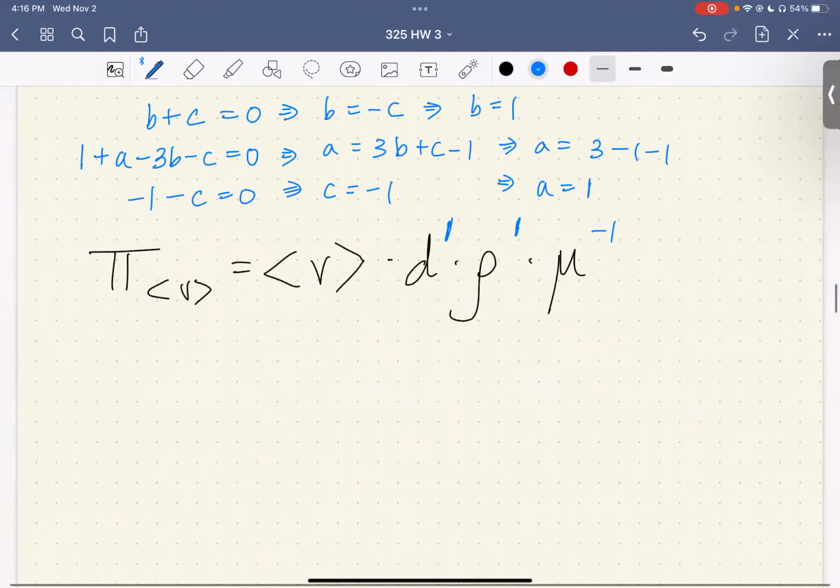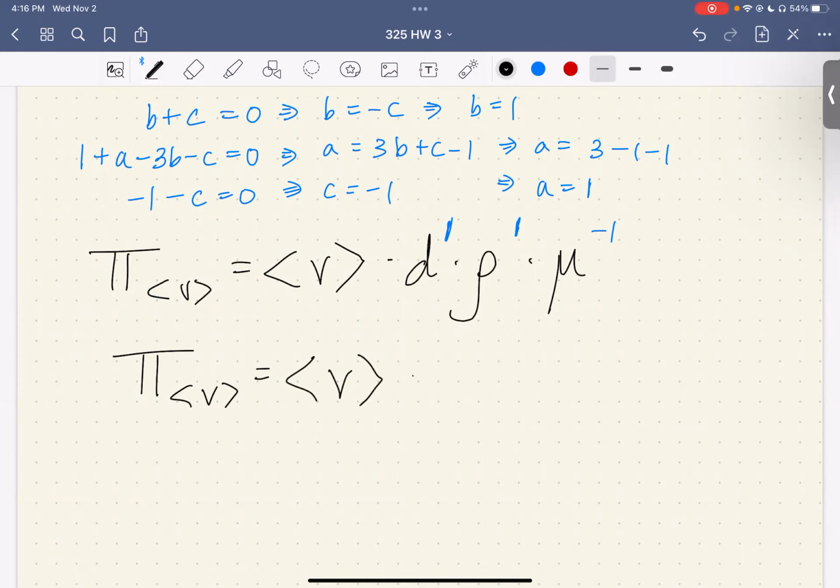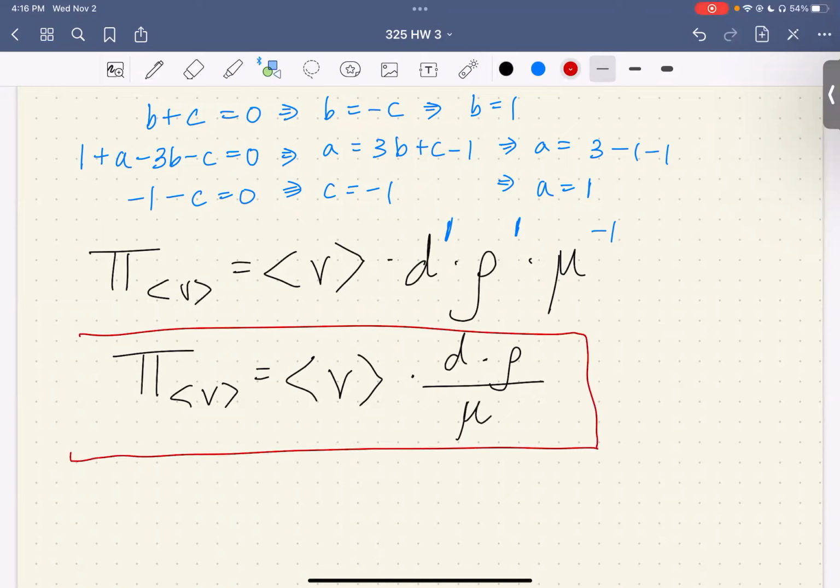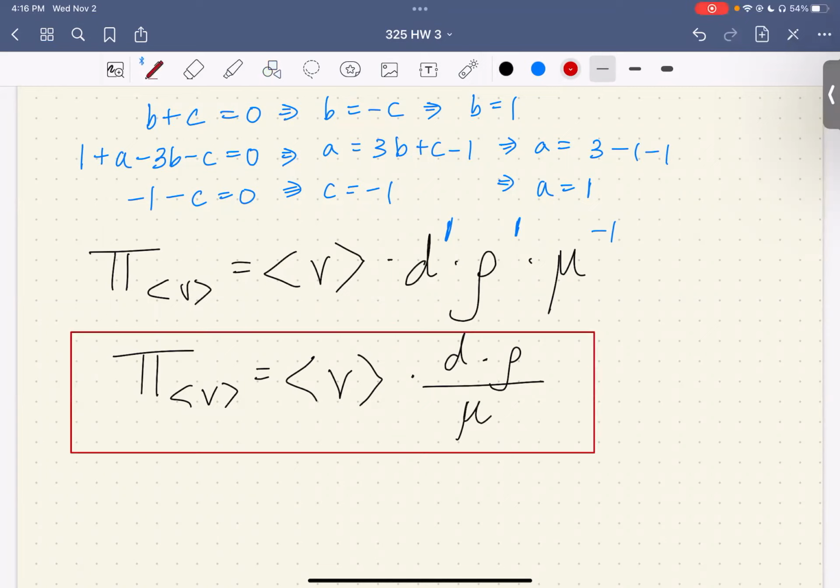What does that mean? That means the dimensionless parameter, our first one out of 3, is going to be equal to V times D times rho divided by mu. And here is your first dimensionless parameter. And you're going to repeat this for the other 3.